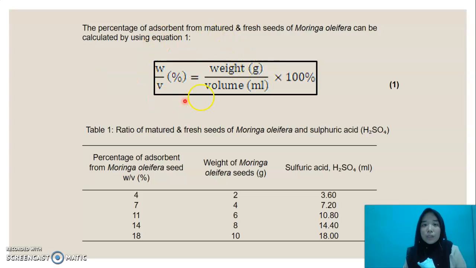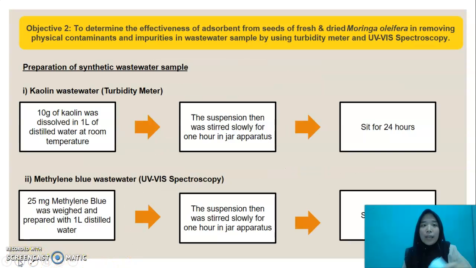This is the ratio of the weight of the seeds to the volume of the H2SO4. This is the main element to produce the adsorbent. The second one is to prepare the synthetic wastewater sample, which is the kaolin wastewater. I mixed 10 grams of kaolin with 1 liter of distilled water, and then I stirred it and let the kaolin sit for 24 hours.